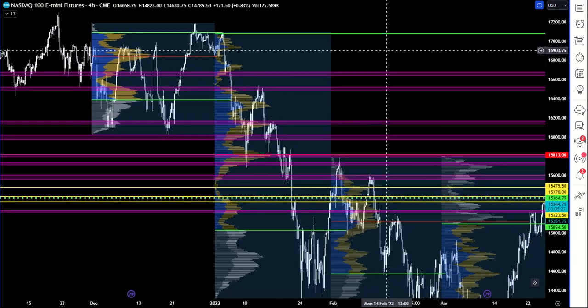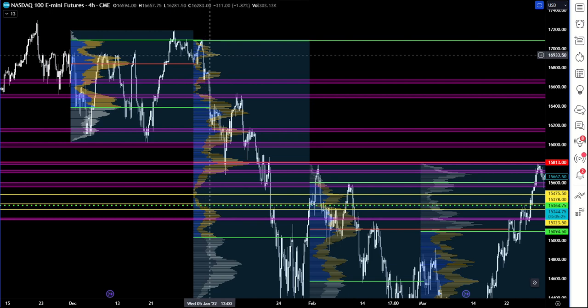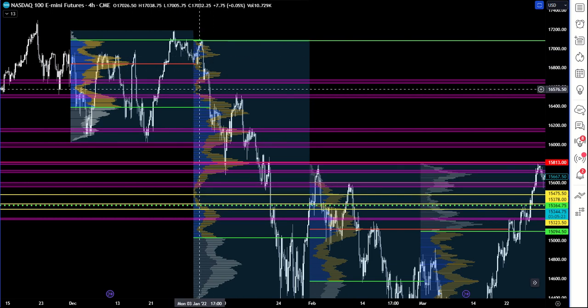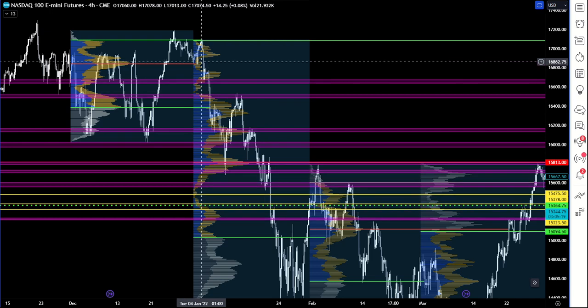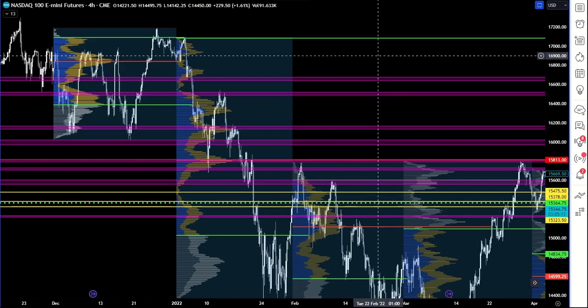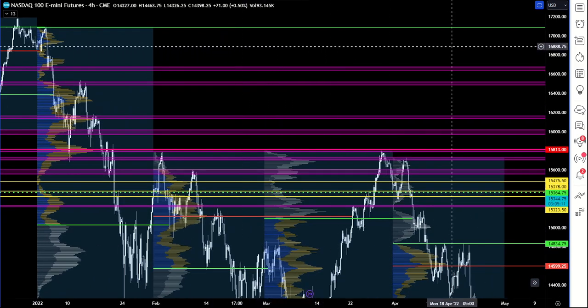So I just go through this. I go through the entire volume profiles, look for the low volume nodes, look for the high volume nodes, particularly the shelves and the low volume nodes, the points of control, the value area highs, the value area lows, and that is exactly how I create my levels.